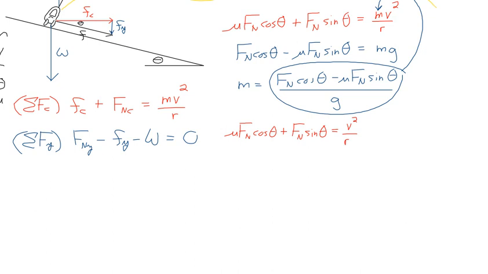I want the G, because the G was part of that, so there's the G. And then in parentheses, I'm going to have Fn cosine theta minus mu Fn sine theta.